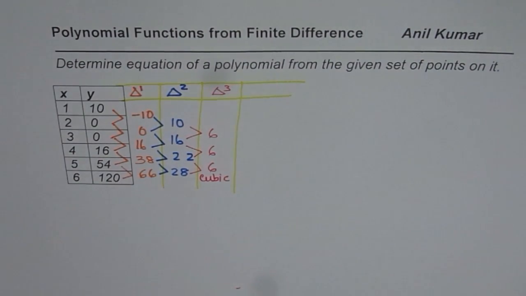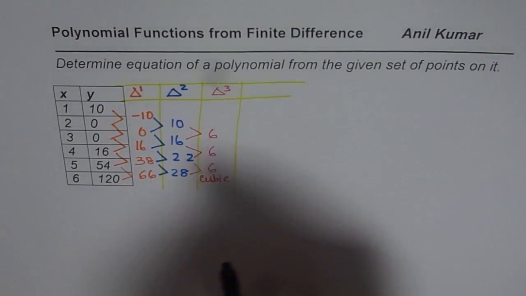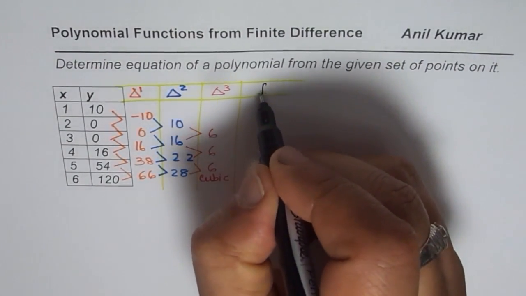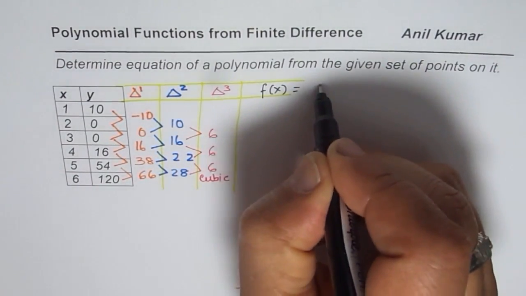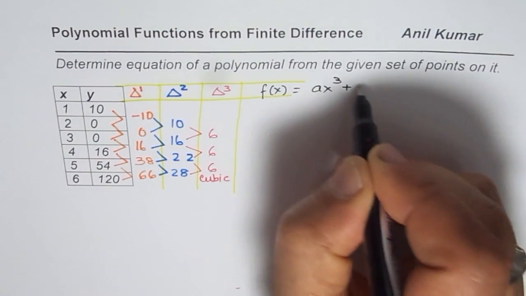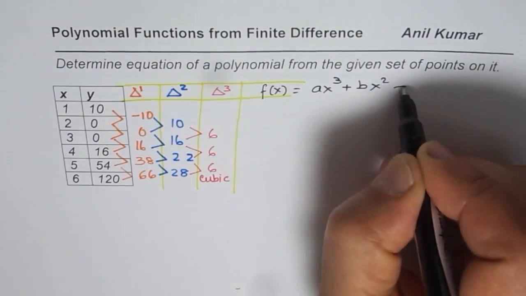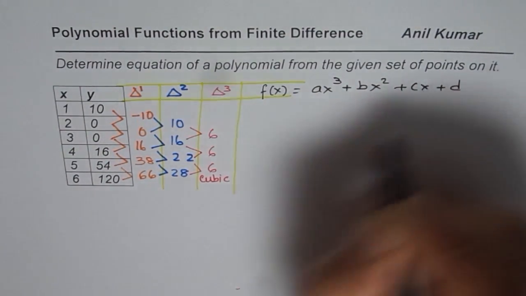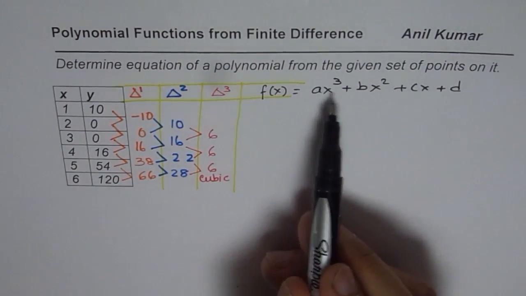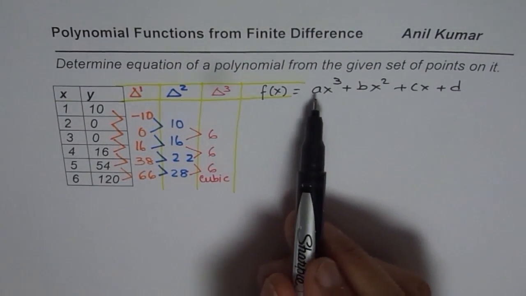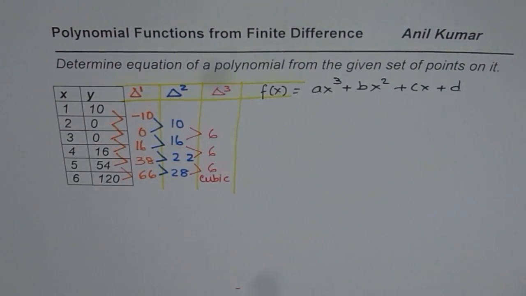Now the second job is to find the equation. In general, when we say it is a cubic function, the cubic function is written as f of x equals ax cubed plus bx squared plus cx plus d. So that is the cubic function. 4 unknowns means 4 equations, correct? Then you get your answer.